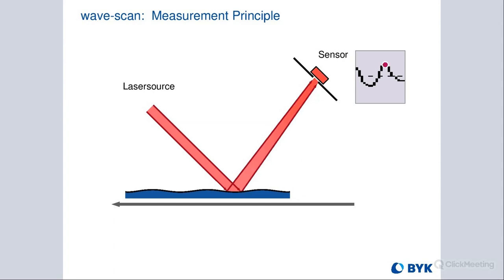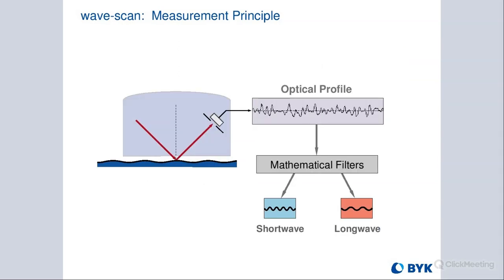The amount that's getting back to the sensor depends on where you are on the part. Originally, when we started with the wave scan many years ago, there were basically two mathematical filters that we imposed, long wave and short wave. Then with the advent of new materials for the coatings and new technologies in the industry, we've decided that long wave and short wave was not enough information.